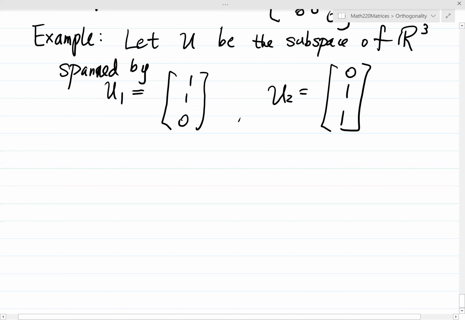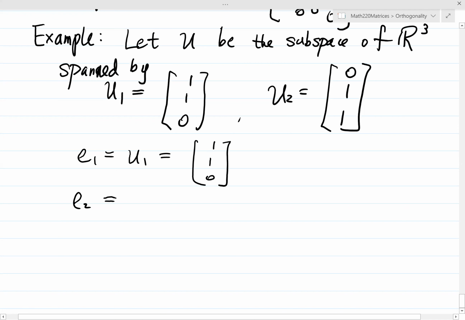Well, what we do is we fix one vector U1 and then we manipulate U2. Then we get the orthogonal basis of the subspace U. So we choose E1 to be just U1, which is (1, 1, 0). Now we choose E2.